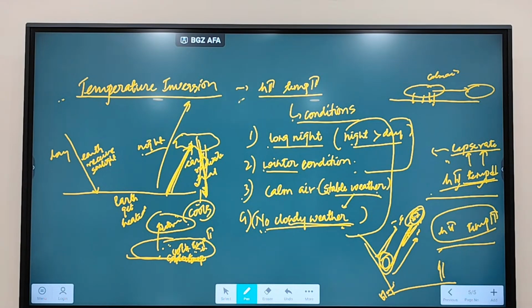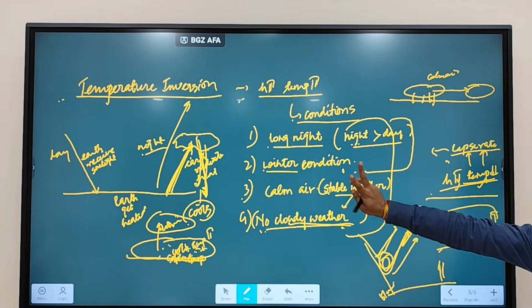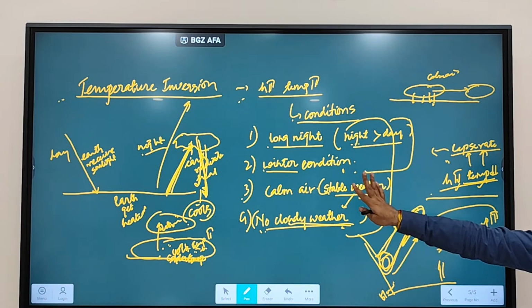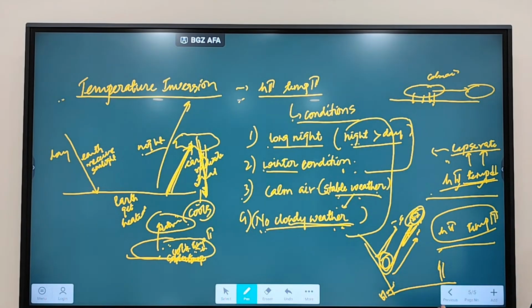So what is the temperature inversion phenomenon? As you go up, if temperature starts increasing instead of decreasing, it is going to be called what? Temperature inversion phenomenon. And it occurs when? It occurs during the long night. It occurs during the winter night. Winter conditions need to be there. Calm air needs to be there, and no cloudy weather condition needs to be there. Fine. Any doubt regarding this one?